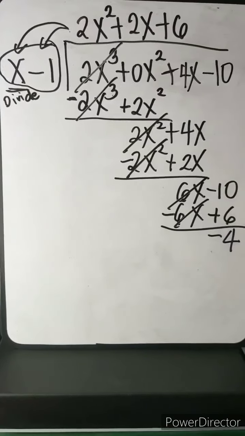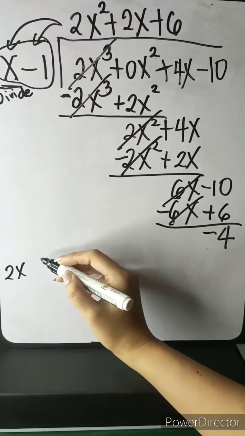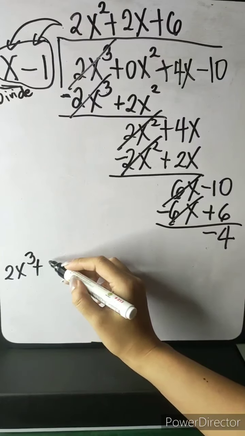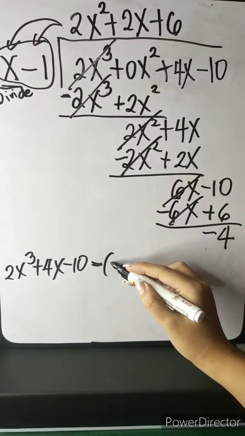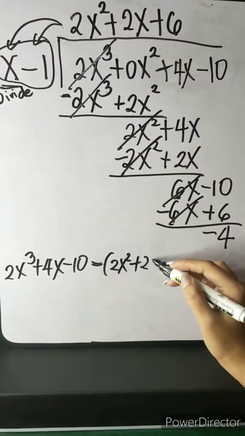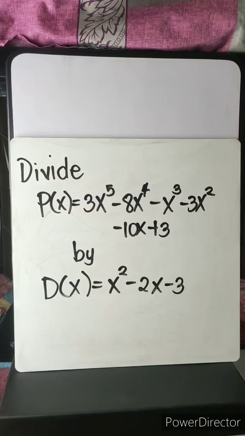Okay, and then let's now write our answer. Our p of x is 2x cubed plus 4x minus 10. And equals natin, ang quotient po natin ay 2x squared plus 2x plus 6 times our divisor, which is x minus 1 minus 4. Kaya minus 4 kasi negative 4 yung ating remainder.